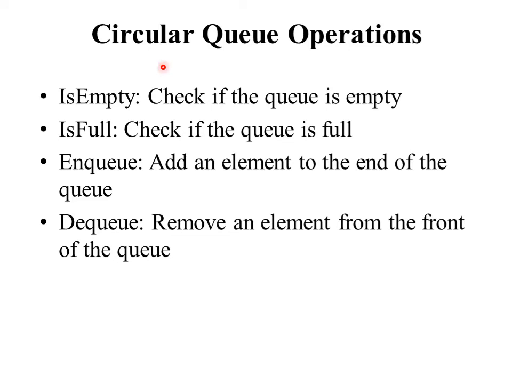Circular queue operations. A circular queue contains similar operations to a linear queue: is empty, is full, NQ and DQ. In the is empty condition, we check whether the Q is empty or not. In the is full condition, we check whether the Q is full or not. In NQ, we insert a new element, and in DQ, we remove an element.